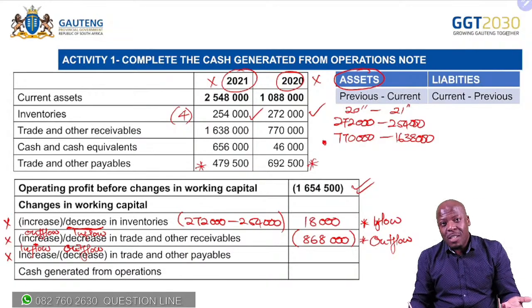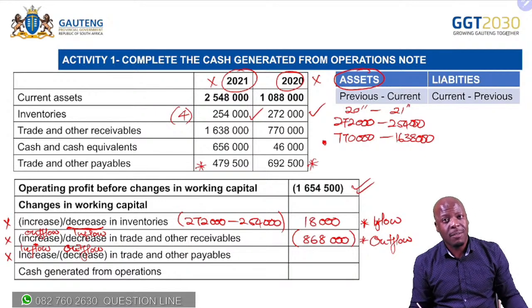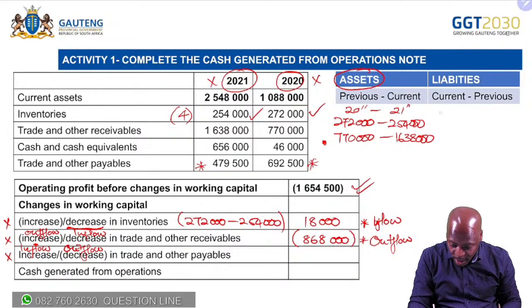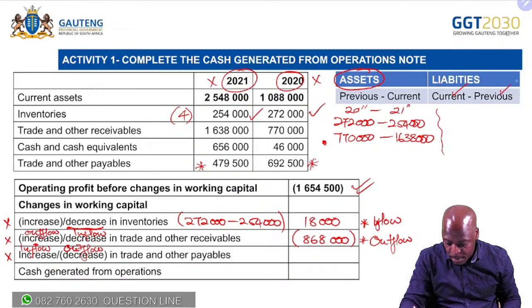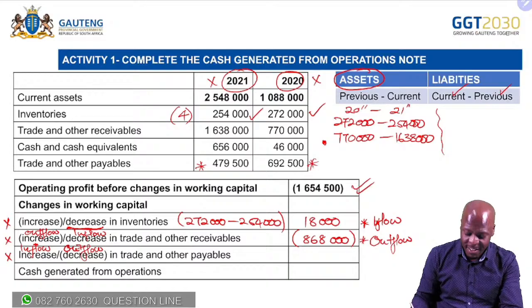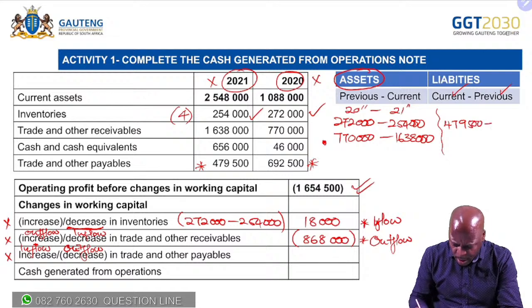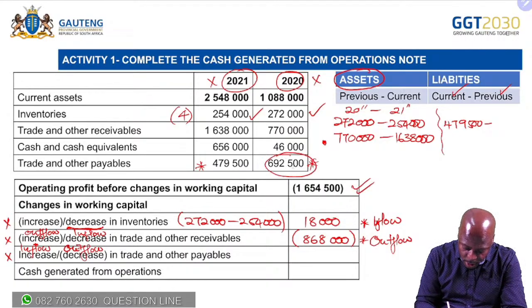Or I can use the "I trust my calculator" method. But this is no longer an asset. This is now a liability. Remember, it falls under current liabilities. So if this is now a liability, what then will I be saying? I'll be saying current minus previous. How much is my current? My current is the year 2021, and I have 479,500. Let me look at my previous, 2020, the previous year. And my previous is 692,500.